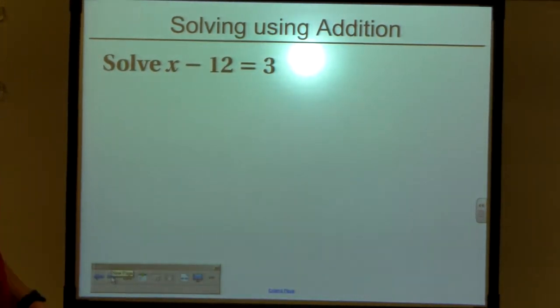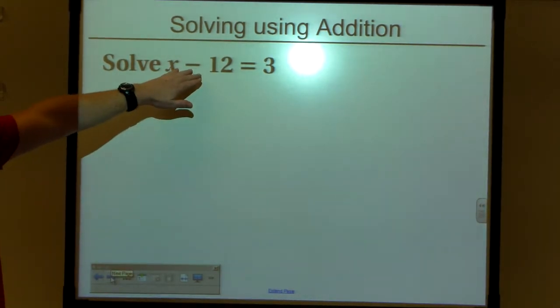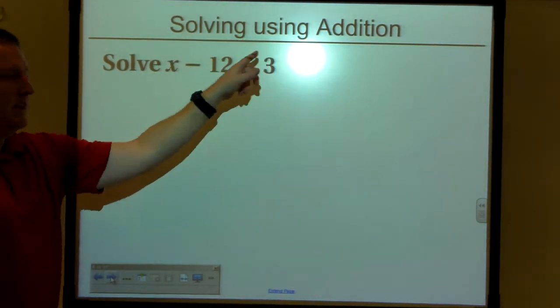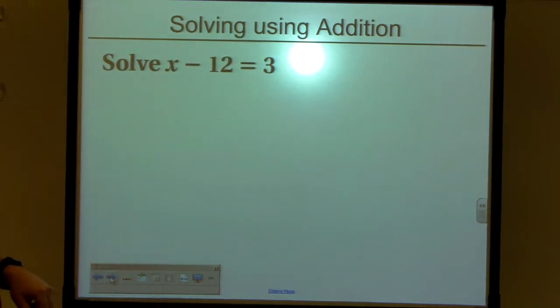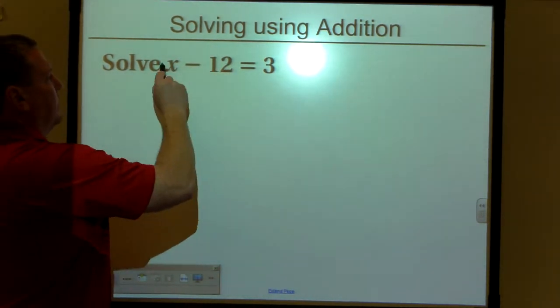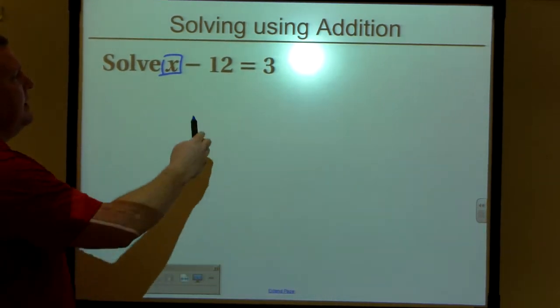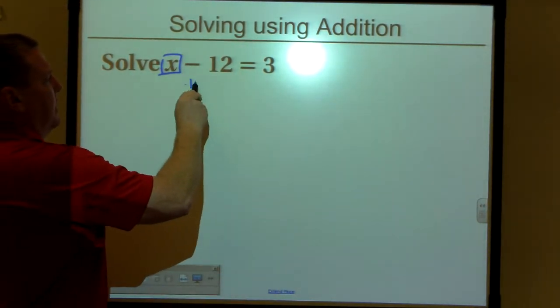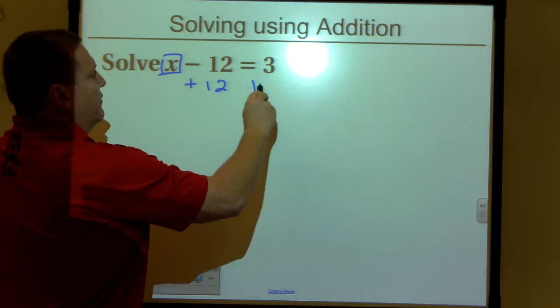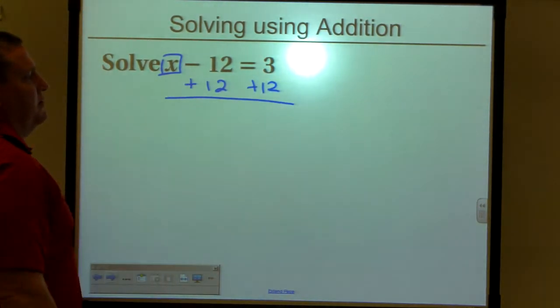Same thing for subtraction. To undo a subtraction problem, we're going to use addition, which is the inverse operation of subtraction. So to undo, we're going to get x by itself. So solving means to isolate the variable. We're going to get rid of the minus 12. So to undo that, we're going to add 12 to both sides.